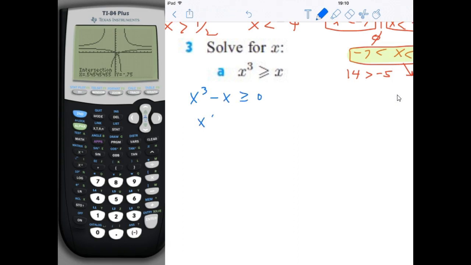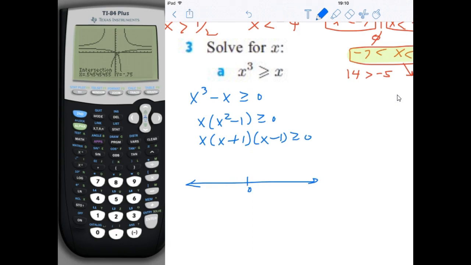Then we're going to factor it. We'll have x squared minus 1 is greater than or equal to 0. Then we'll factor x squared minus 1 using the old SAT rule, x plus 1, x minus 1. And then we're going to put that on a number line. If we put it on a number line, the critical points are going to be 0, negative 1, and positive 1.